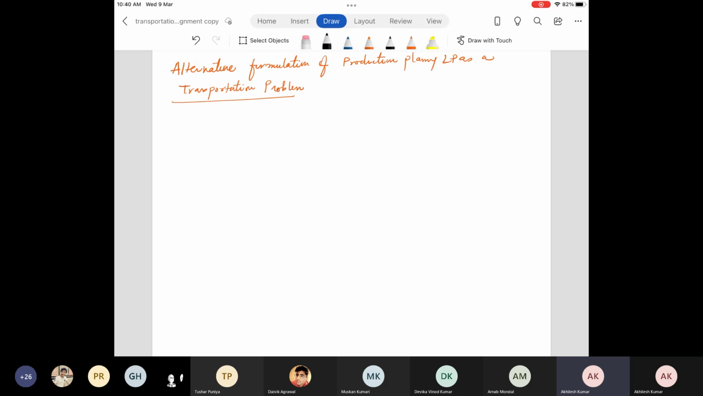So let me write the problem. Suppose Swiss gear manufactures. We have already formulated this problem as an LP when we were discussing the LP formulation.